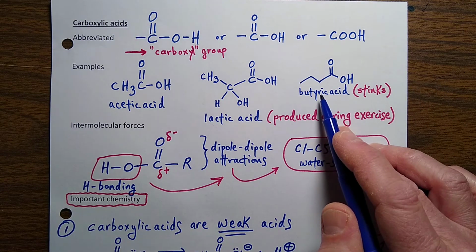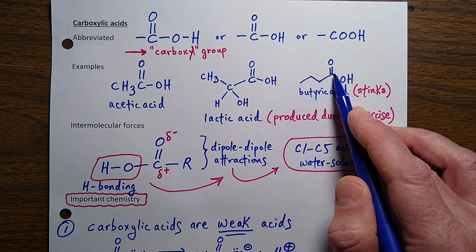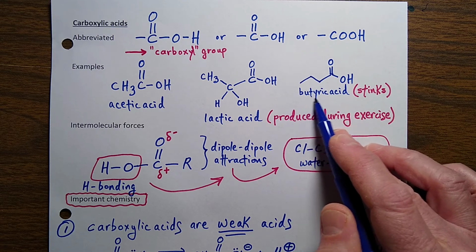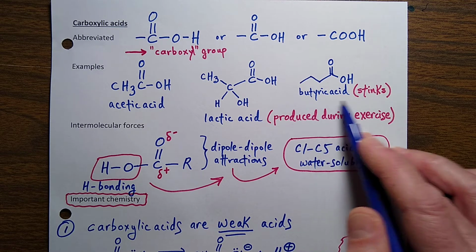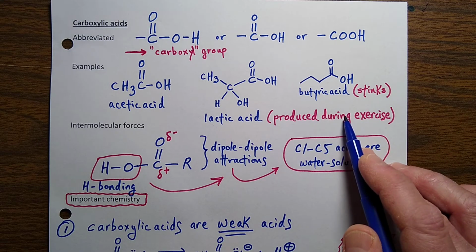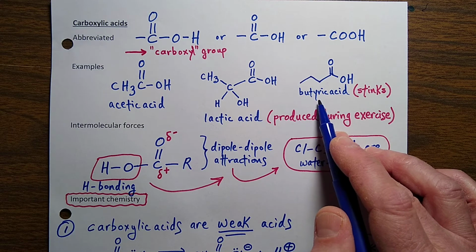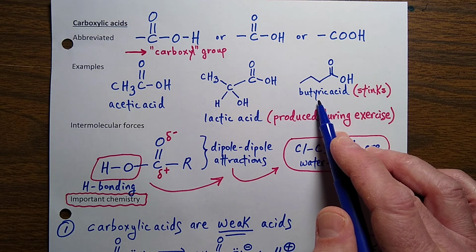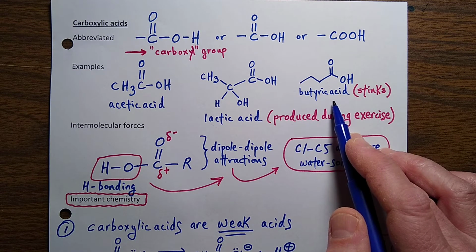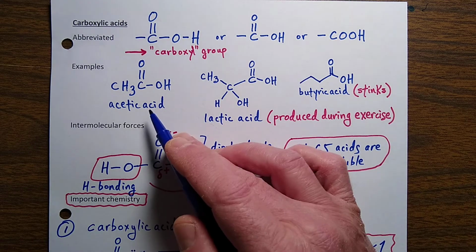And butyric acid is another common carboxylic acid that has 4 carbons. That's why it's called butyric. It's based on the hydrocarbon butane. And it stinks really bad. I mean, butyric acid comes from rancid butter. The name butyric comes from the Greek or Latin meaning butter. But carboxylic acids like this have a very pungent smell.